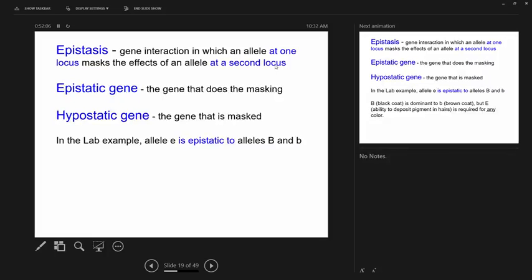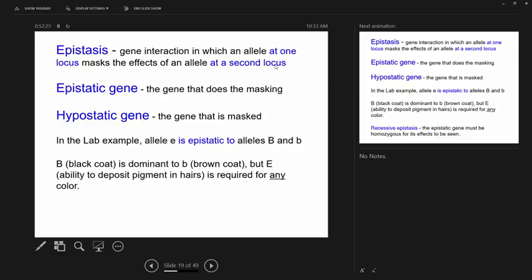In the lab example, the little e allele is epistatic to alleles B and b, because if you have little e homozygote, it doesn't matter. You could be big B big B, big B little b, or little b little b. You're going to be the yellow cream colored lab no matter what. The hypostatic gene is the B allele. So like I said, black coat is dominant to brown coat, but big E allele is required for the ability to deposit any pigment in the hairs, either black or brown.